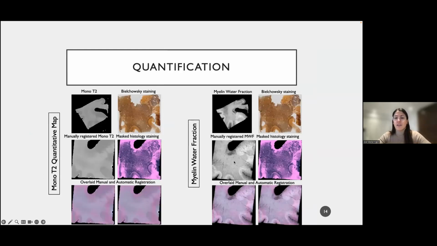Now that we have figured out the registration with multiple staining, we will also assess the relationship between different qMRI measurements and histology information using qMRI-AB, which is the open source tool for analyzing qMRI data in order to extract T1 and T2 relaxation maps, such as the mono T2 quantitative map or the myelin water fraction, and compare obviously with our co-registered histology image. Here we chose Bielschowsky to show the axonal sheath assessment, but we could also use the Luxol fast blue for myelin sheath.